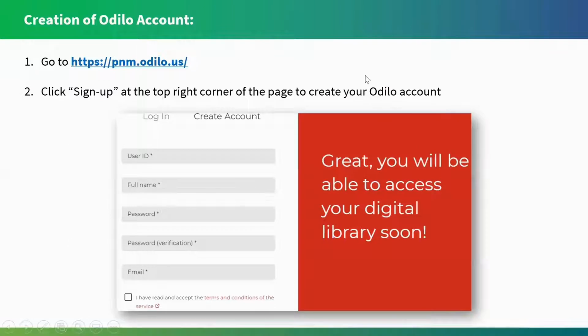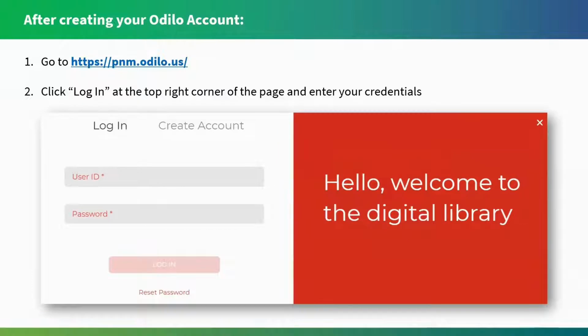For the creation of an Odilo account, remember our link, which is simply pnm.odilo.us. There is a sign up button at the top right corner of the page where you can create your Odilo account. You just need to enter your user ID, your full name, your password, and your email. After completing that information, you will receive a confirmation email from Odilo, and then you can access the platform.